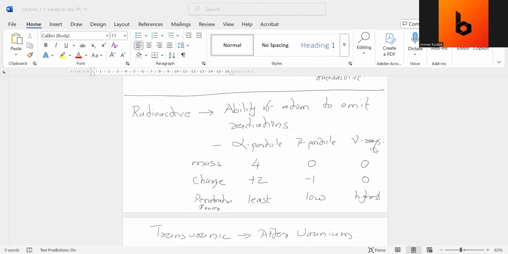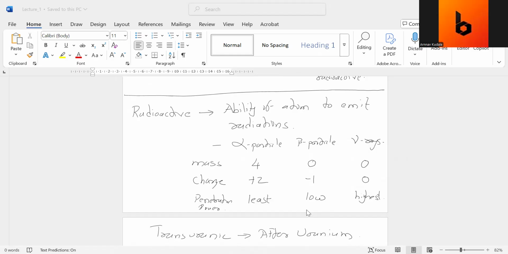So, alpha particles: the mass is 4, charge is plus 2. It has the least penetrating power, like it can be stopped by a paper. Beta particle: the mass is negligible, similar to that of electrons. It has a negative charge, and the penetration power is low. It can be stopped by wood.